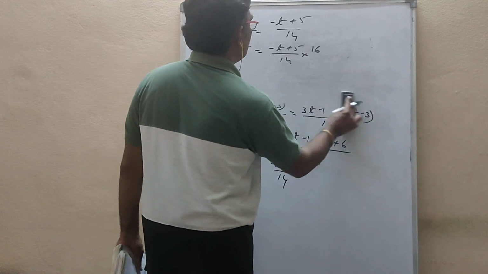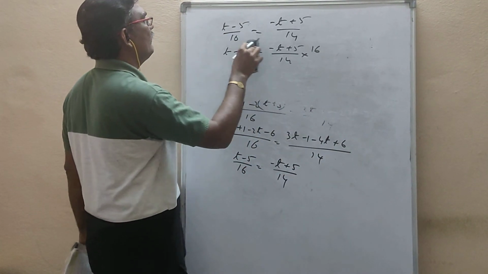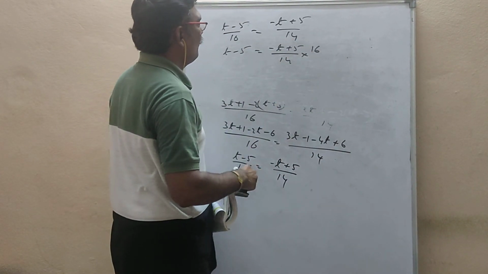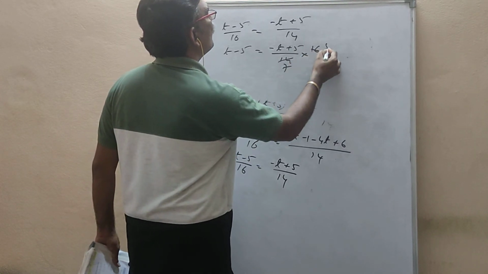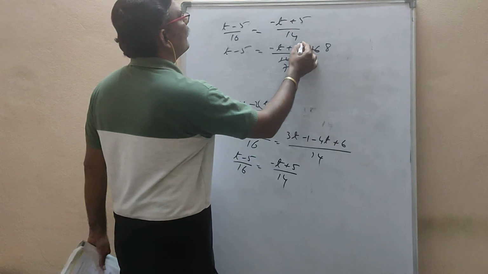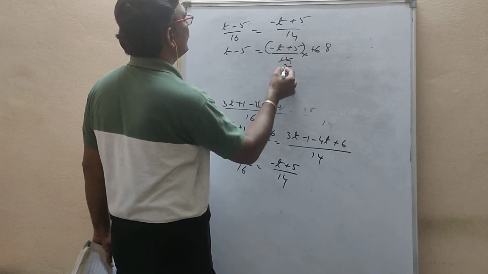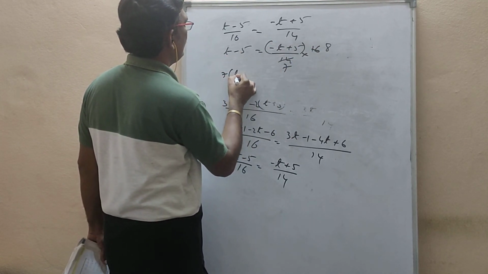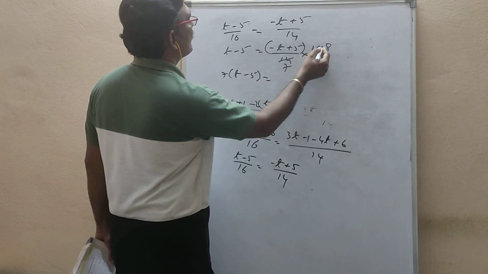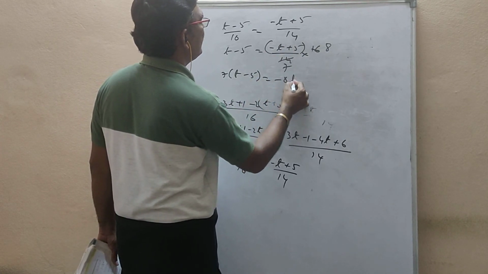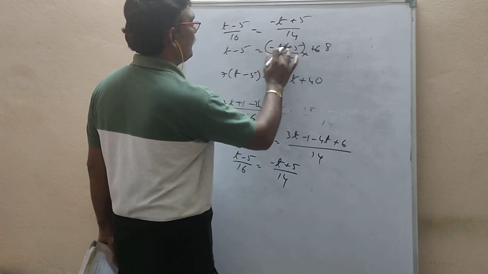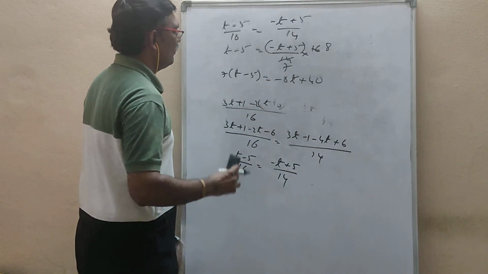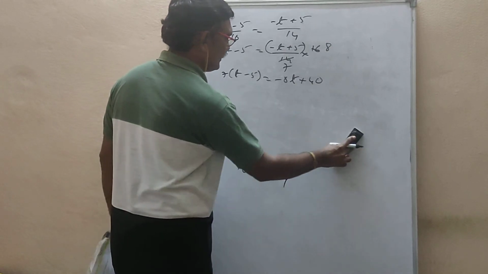Can you say? 16 is dividing here, if I take it to this side it will multiply. 14 and 16 will go in which table? 2 table. 2 sevens are 14, 2 8s are 16. With this 8 I have to multiply this one, or take 7 to this side. 7 into t minus 5 is equal to 8 into minus t is minus 8t, 8 5s are 40. With 8 I multiplied these two. Now with 7 also multiply these two.